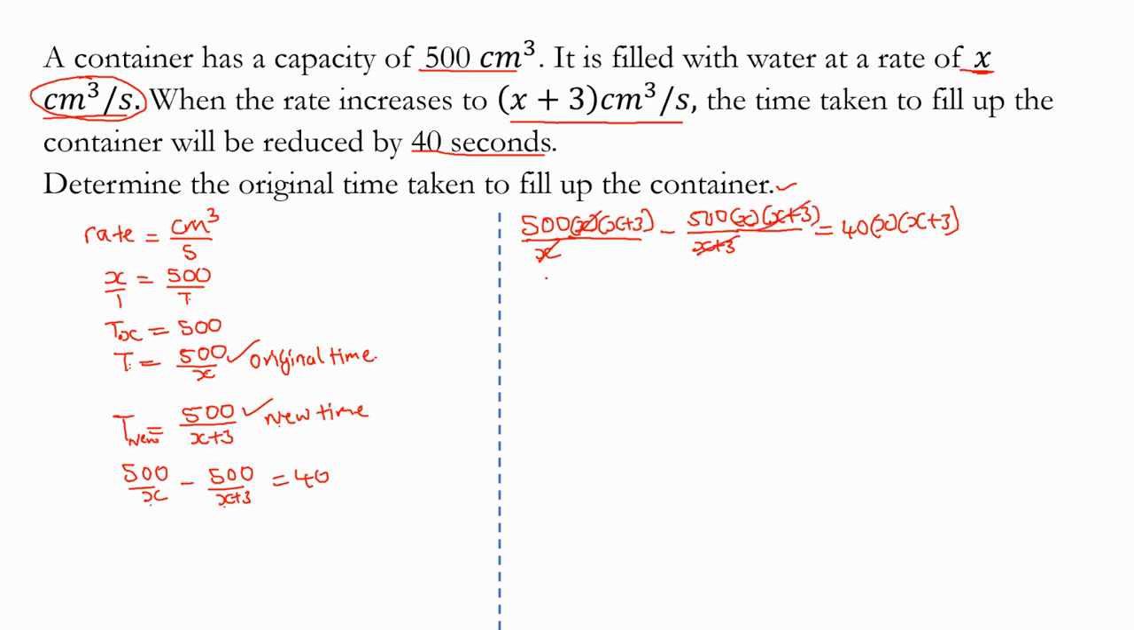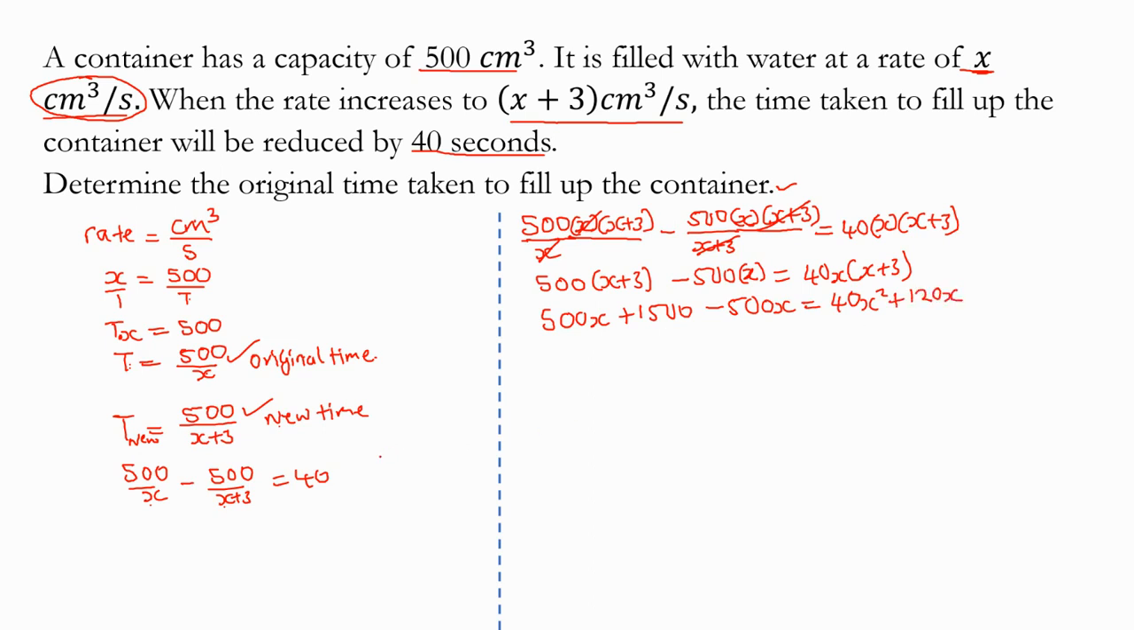We remain with 500 times x plus 3 minus 500 times x is equal to 40x times x plus 3. Let's distribute and remove the brackets. It's going to be 500x plus 1500 minus 500x is equal to 40x squared plus 120x.